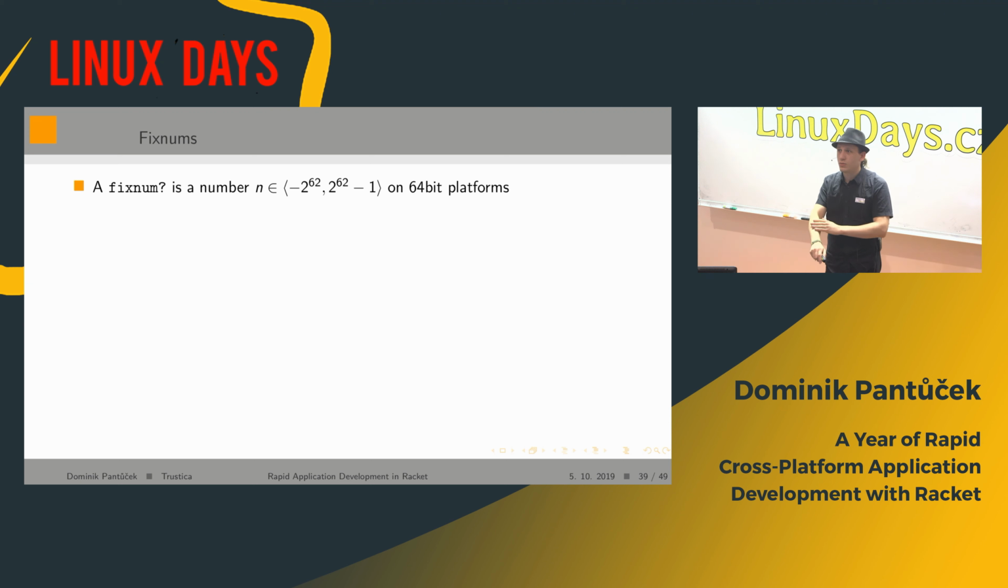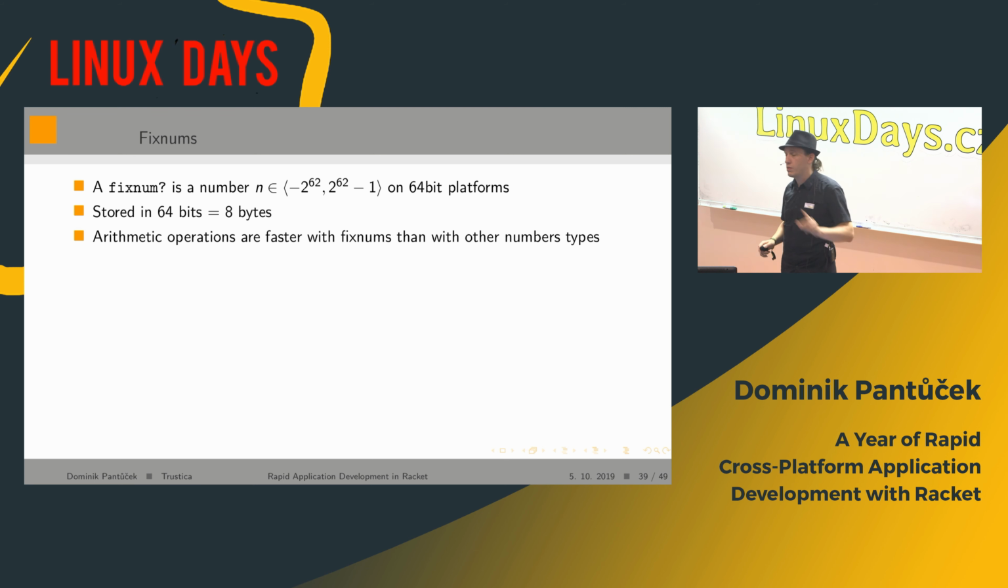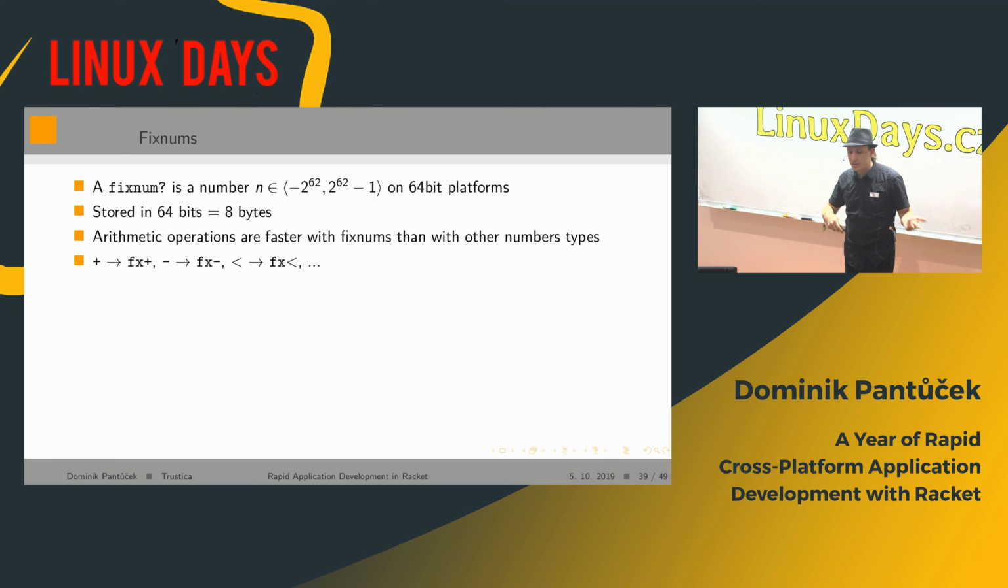In Racket, you can actually use what's called a Fixnum. On 64-bit platforms, it's actually a 63-bit signed integer, which turns out is quite a lot for us. Again, it's stored in 64 bits, which means 8 bytes, so we are not sparing that much. But the thing is, arithmetic operations are much faster with Fixnums because they are platform dependent, and you don't need to check the type before you do the operation. Of course, you can't use a simple plus or minus. You have to use fx plus or fx minus, and the same applies for comparison.